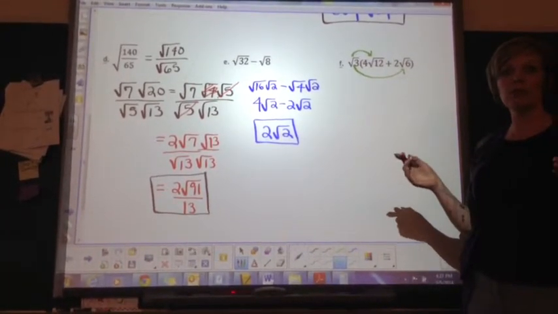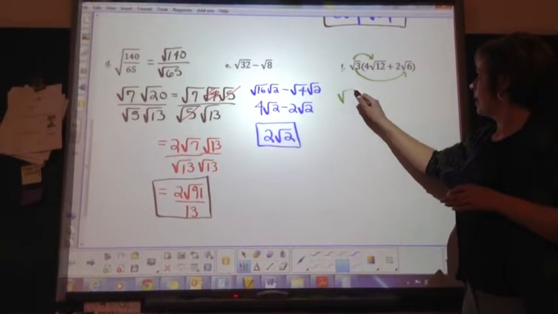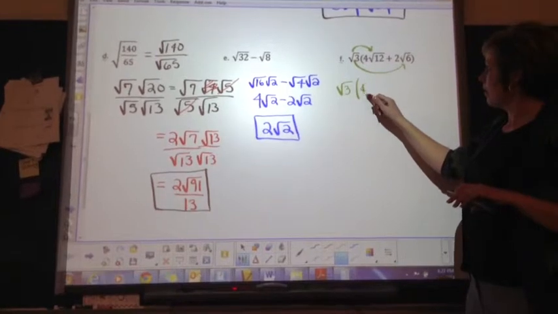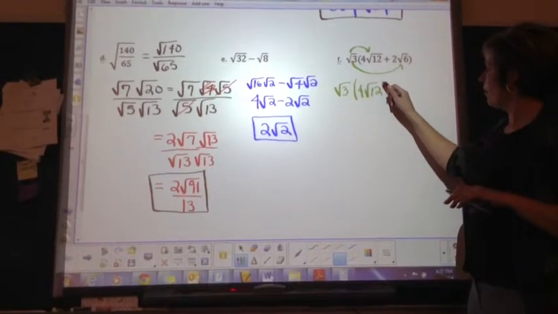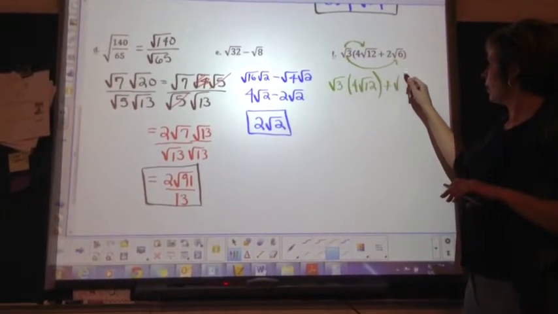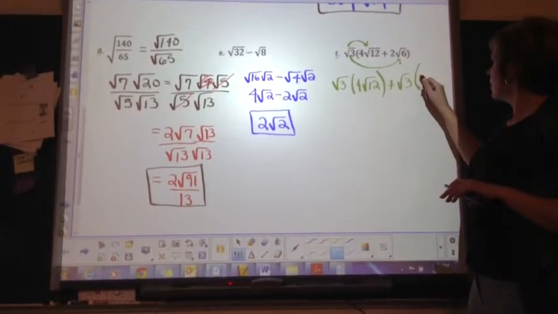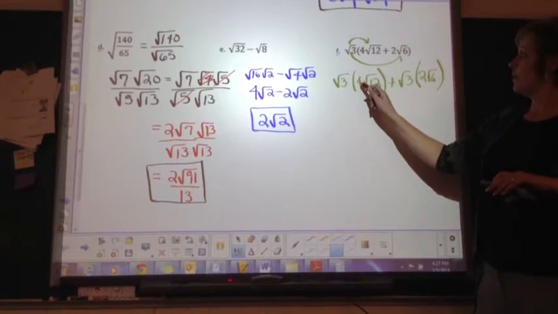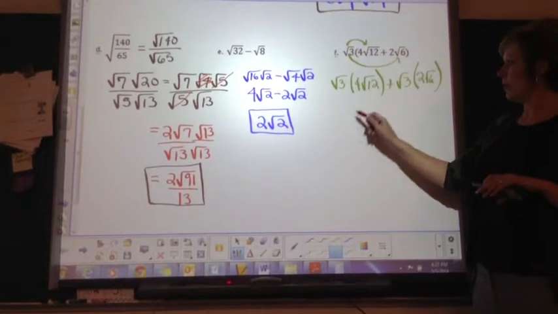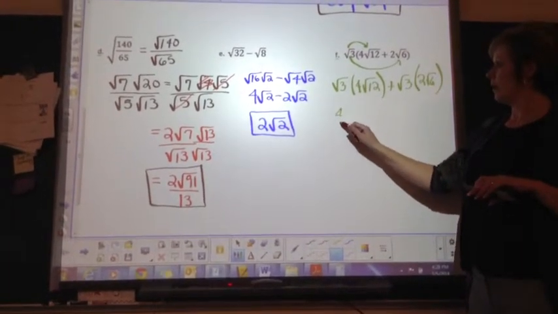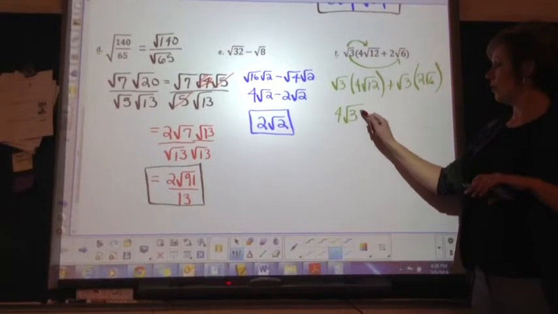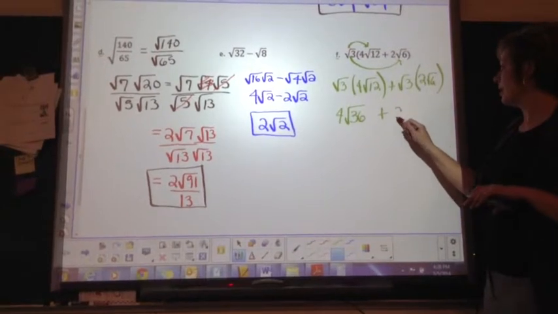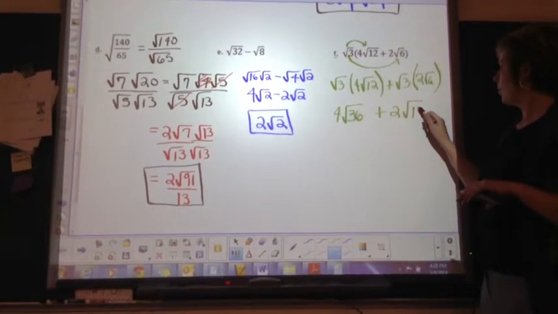So the first thing that I'll do is rewrite these, kind of breaking it down. So I have the square root of 3 times 4 root 12 plus the square root of 3 times 2 root 6. Okay, so square root of 3 times the square root of 12, that gives me 4 the square root of 36, plus the square root of 3 times the square root of 6 gives me 2 root 18.